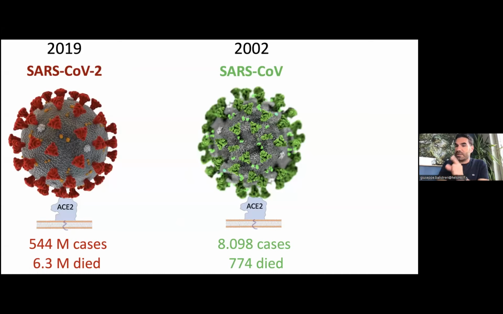But you remember that in 2002, there was the first time that you heard the word SARS. That was the first SARS virus, which lasted basically 1 year. It infected only about 8,000 people, of which 774 died. And then after 1 year, it disappeared.